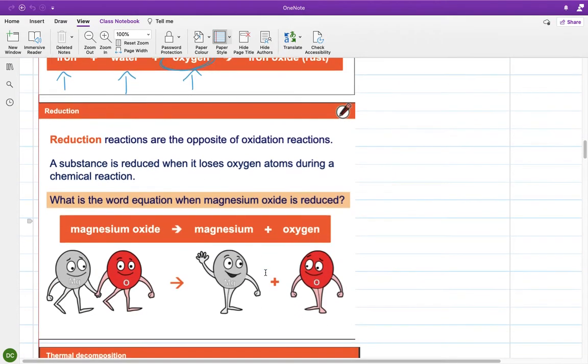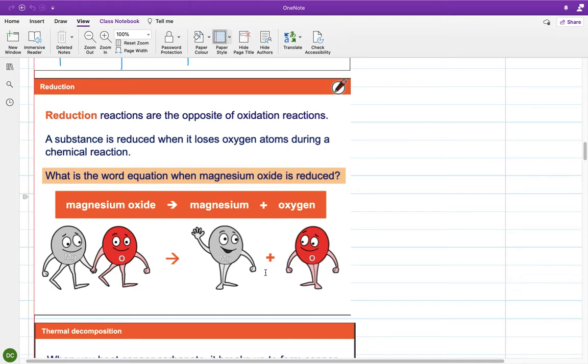A reduction reaction is the opposite. A substance undergoes reduction when it loses oxygen atoms. So over here you have your magnesium and your oxygen, and they're holding hands, so they're bonded together. These are the reactants. Once the activation energy is reached and the reaction takes place, the magnesium has lost the oxygen. So it's a reduction reaction.